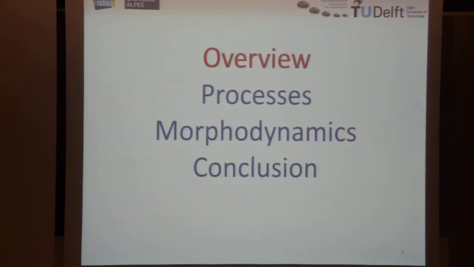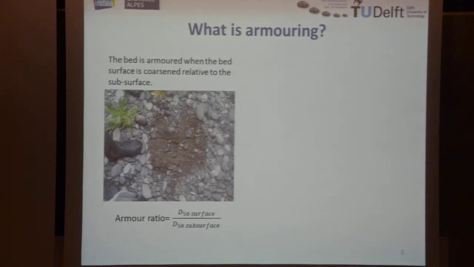Processes. Overview. Let's start with a short definition of armoring. The bed is armored when the bed surface is coarser compared to the subsurface. I think that everybody agrees with this kind of definition. And we usually define the armor ratio comparing the surface and subsurface median diameter.